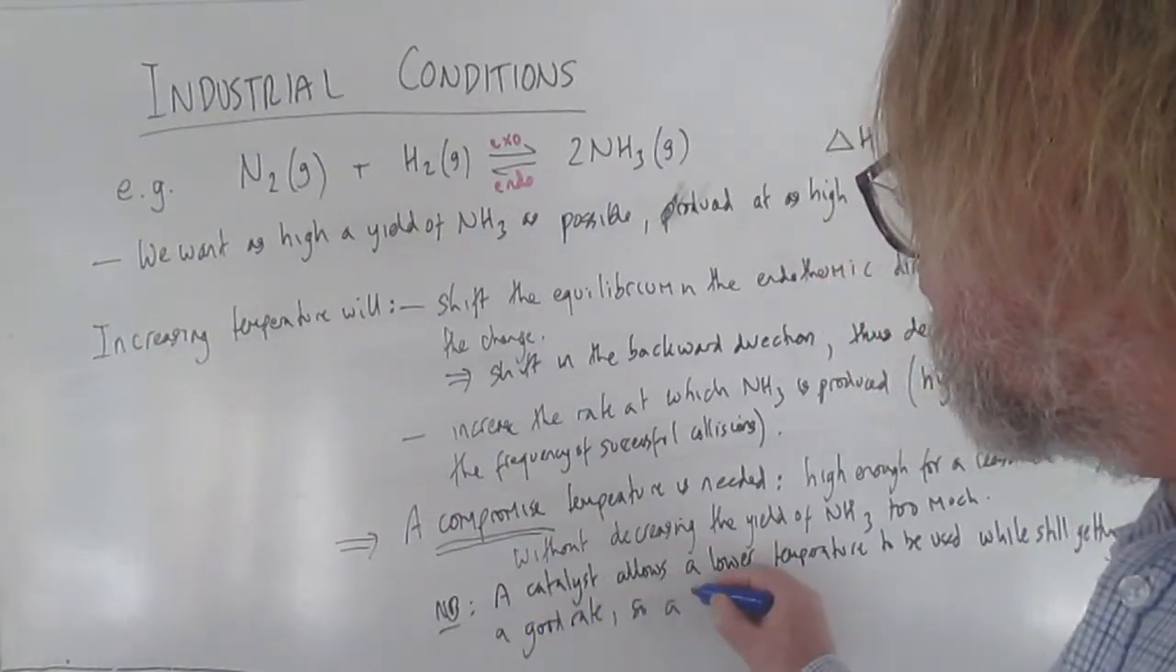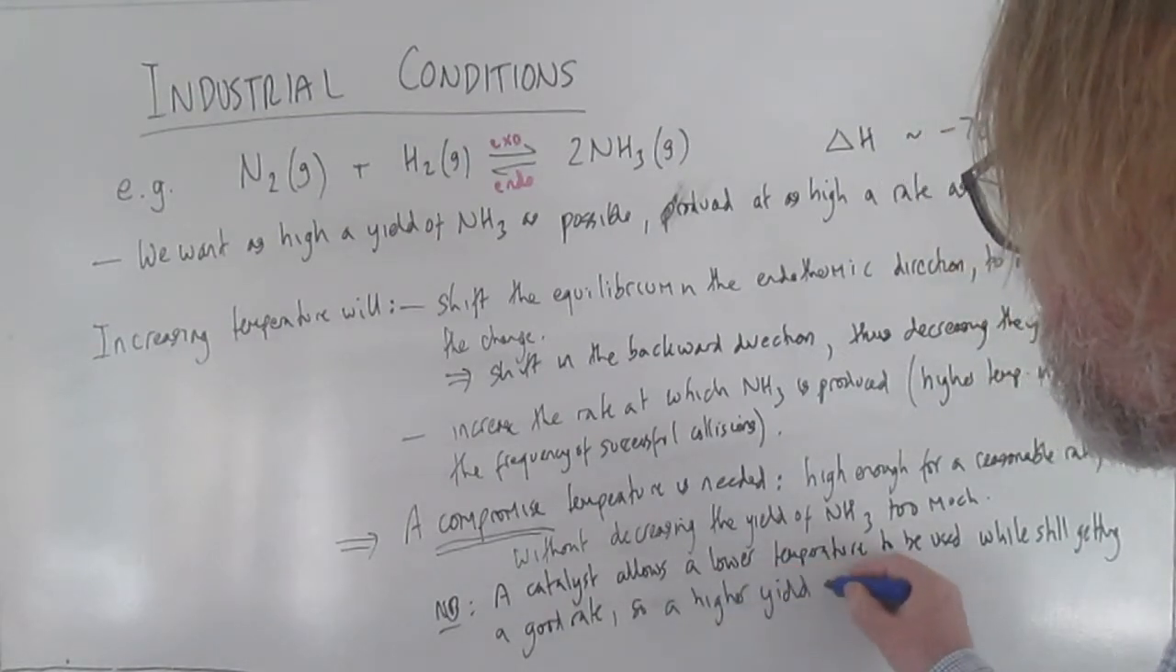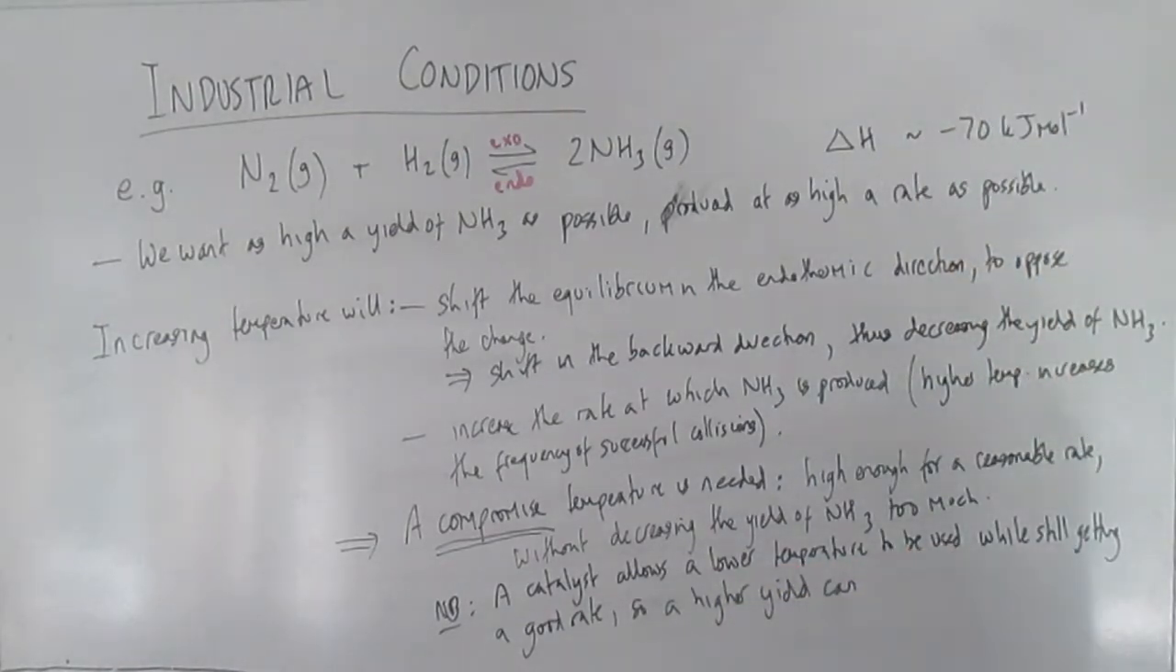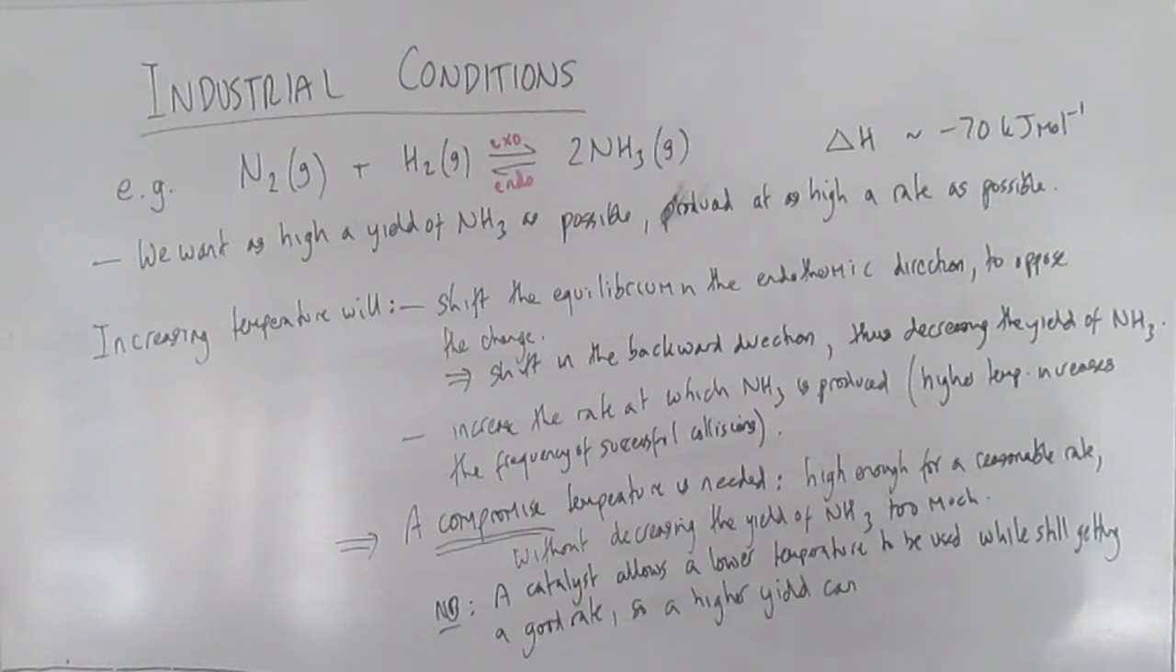So a higher yield can be obtained. So the catalyst, you can see, is a win-win thing here. It's not just that lower temperature is good because there's less fuel costs and stuff, but a lower temperature actually increases the equilibrium yield of ammonia. So the catalyst is a really good thing here. So a high yield can be obtained.